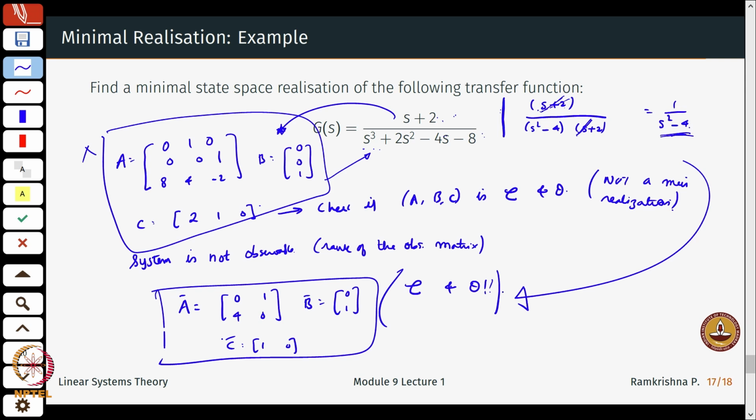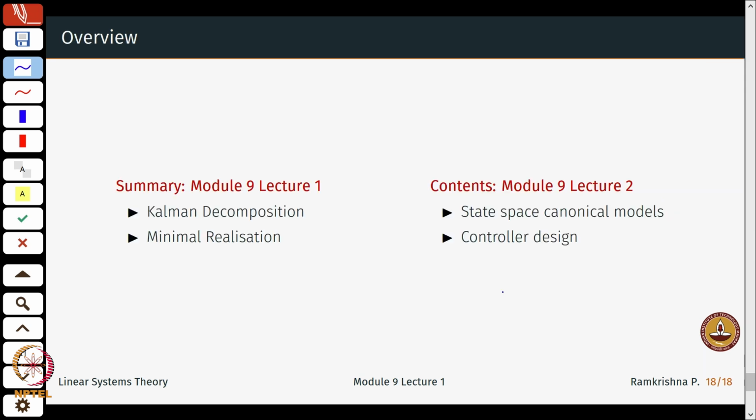Okay, so that concludes today's lecture, where we talked about decomposing the system into explicit forms, starting from the space which is both controllable and observable till the space which is neither controllable nor observable. And from that we derived the concept of a minimal realization of the system.